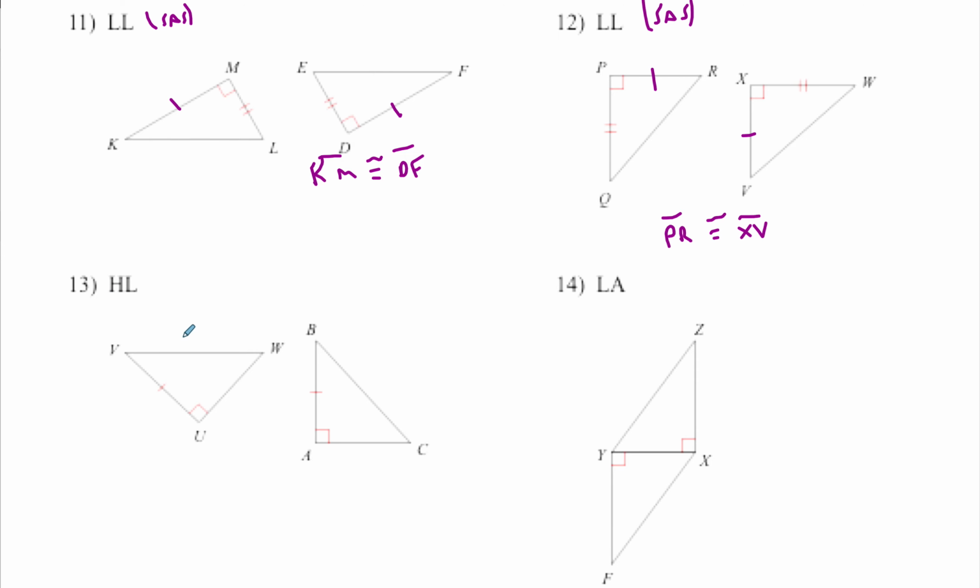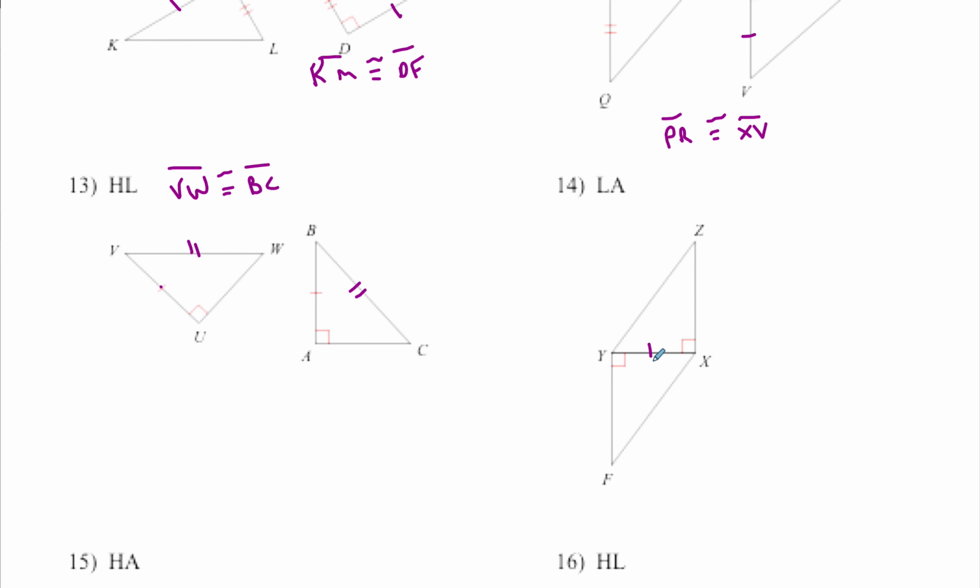Hypotenuse leg. Now, hypotenuse leg is unique. This is a hypotenuse, and this is a hypotenuse, and we don't know they're congruent. So we're going to have to add that because these 2 are legs, not the hypotenuse. So we know then that VW has to be congruent to BC in order to add enough information to get hypotenuse leg.